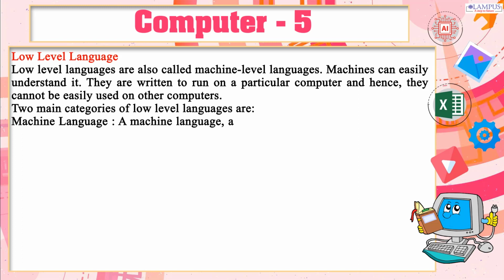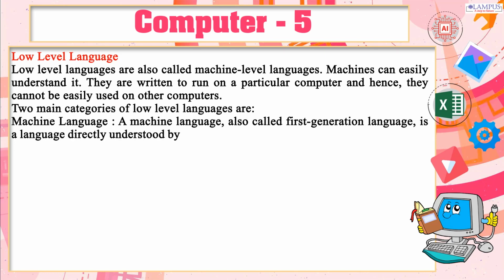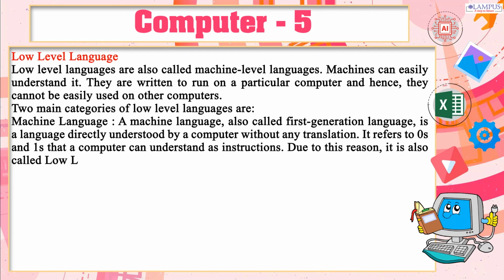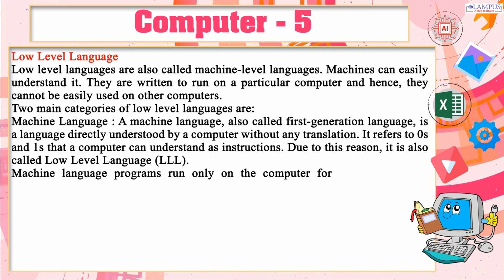also called first-generation language, is a language directly understood by a computer without any translation. It refers to zeros and ones that a computer can understand as instructions. Due to this reason, it is also called low-level language, LLL. Machine language programs run only on the computer for which they have been developed and are not portable to other computers.